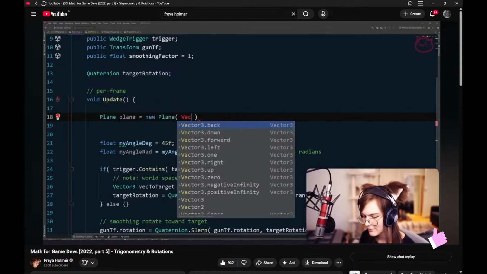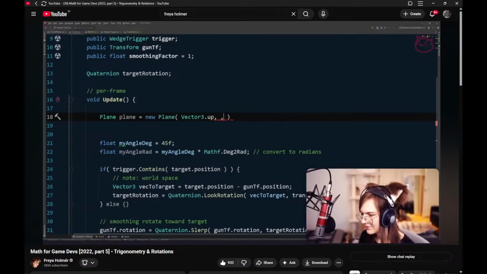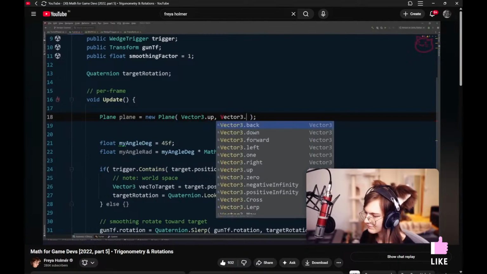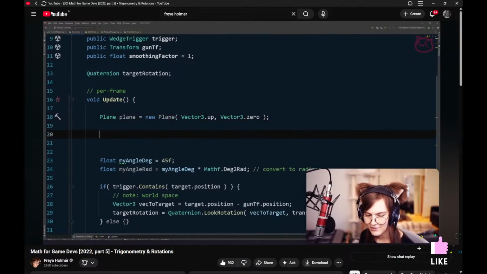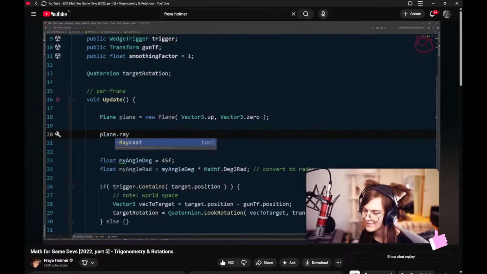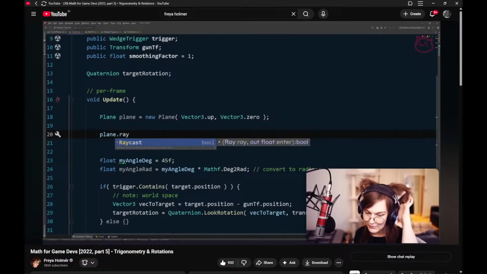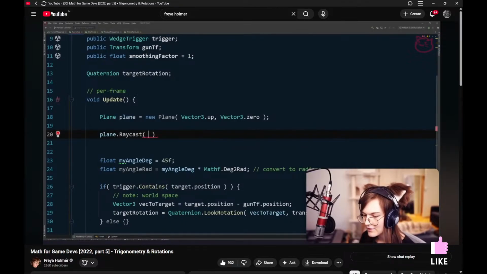In this case, I guess it would be Vector3.up, and then some point in the plane, which we can just set to 0. Unity's plane has a Plane.Raycast, and that is basically what you want to do, right? You want to send a ray into this plane and then get which point it entered at.